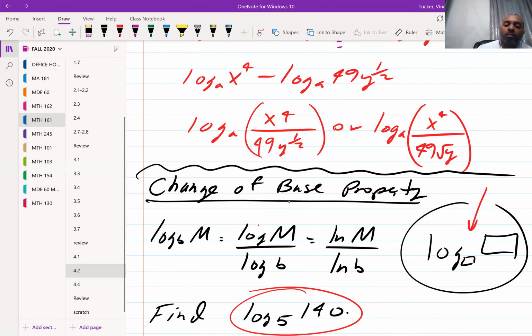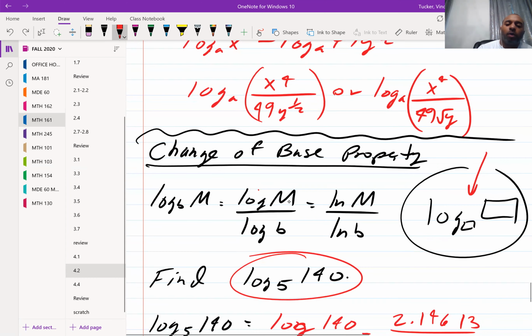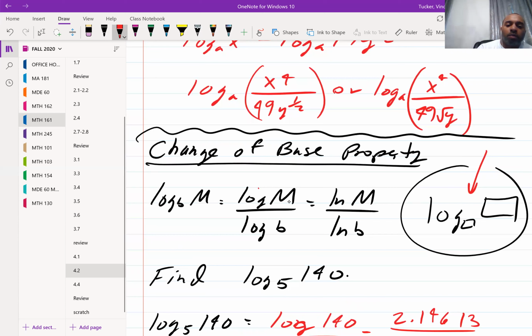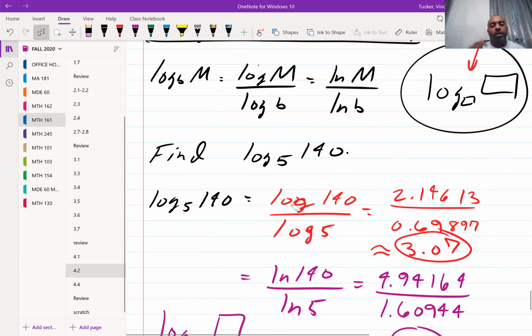So notice, whether you use common log or natural log, it doesn't matter. You'll still get the same result. And so I will show you both ways and what happens. So if we wanted to calculate or find log base 5 of 140, if you notice what happens here, whatever's the base goes down bottom. So that 5 is going to go down bottom. And then the other number is up top. So that's how we would do it.